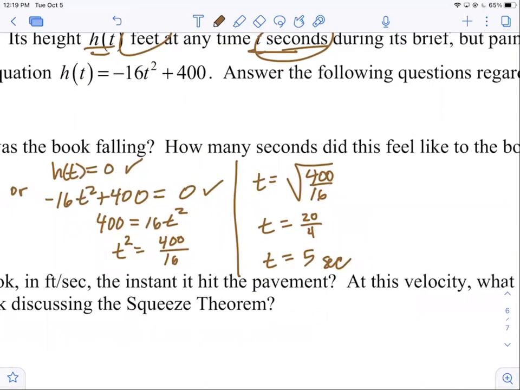So from 400 feet, if you let it go, and of course, neglecting air resistance and a bird coming by and knocking it off course, everything falls at the same rate, right? Galileo proved that, neglecting air resistance. So anything from 400 feet would take 5 seconds to fall. 5 seconds. That's a long time.